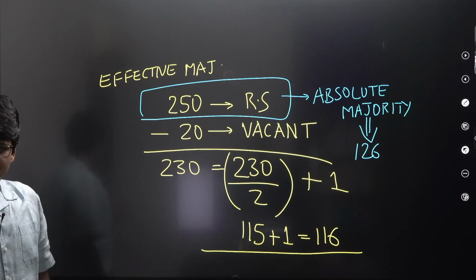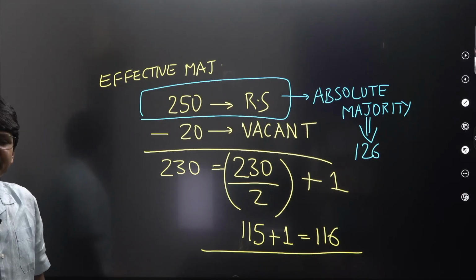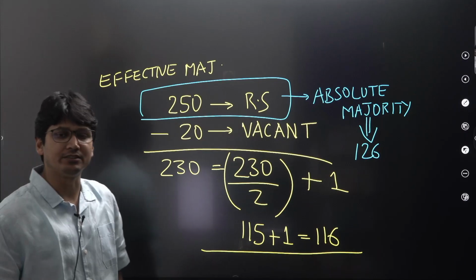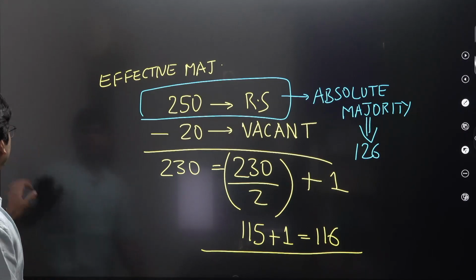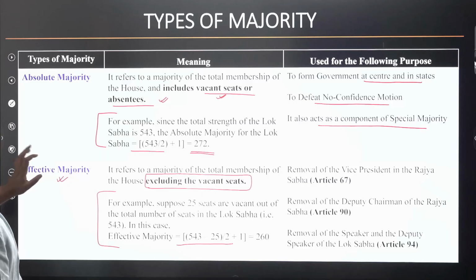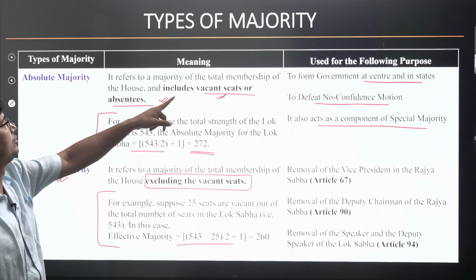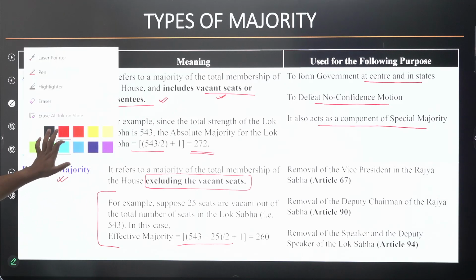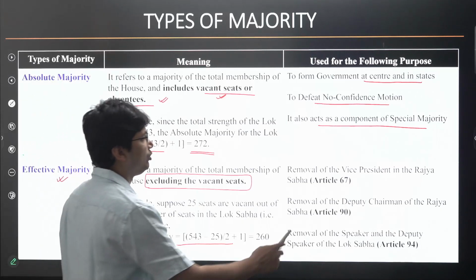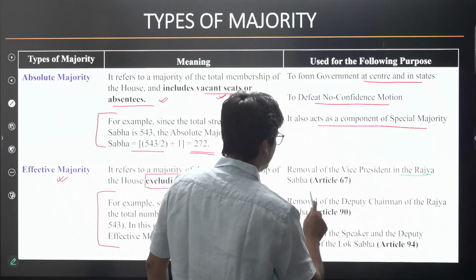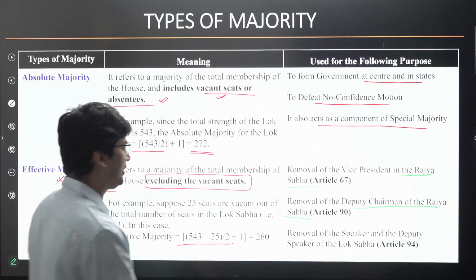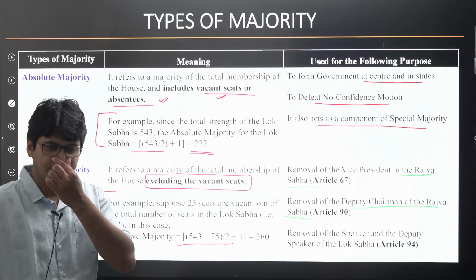I hope all of you understand how it is 126. Simple, 250 divided by 2 plus 1, because we include both vacant seats and absentees in the total in absolute majority. It includes vacant seats or absentees. And effective majority is used for removal of the vice president in Rajya Sabha, for removal of the deputy chairman of the Rajya Sabha, and removal of the speaker and deputy speaker of the Lok Sabha.